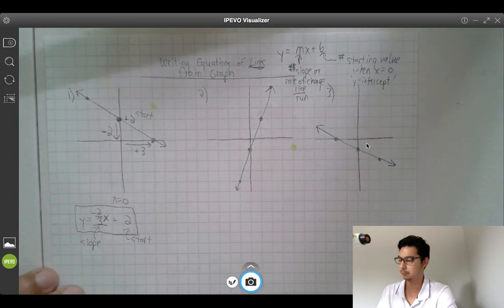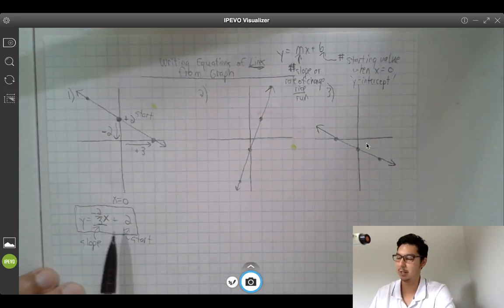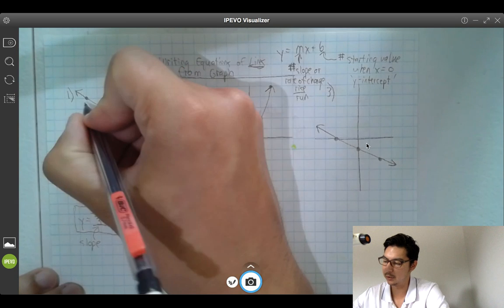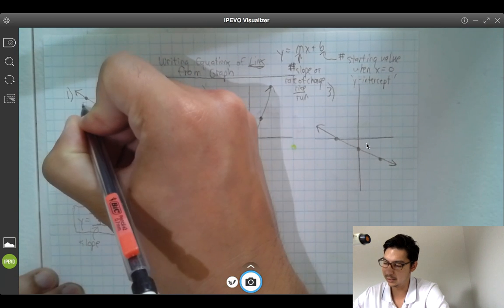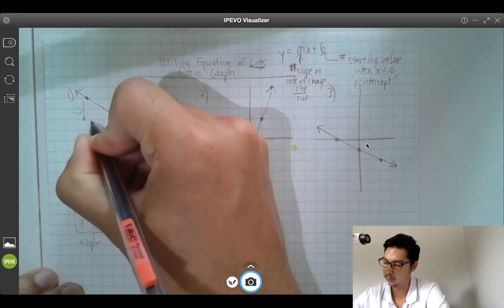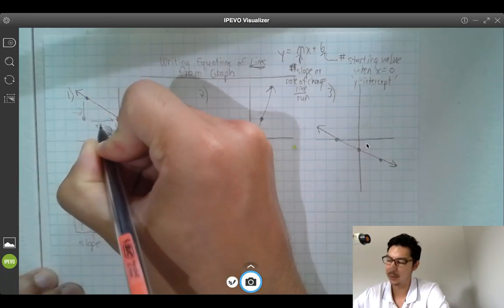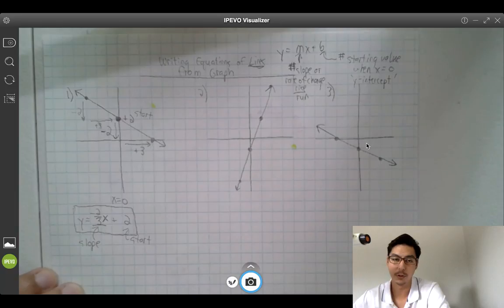And notice we could have gotten that if we picked these 2 points over here, from here to here, because it's a line, it's all the same. It's still down 2, right 3. It doesn't matter which points you pick, just pick 2 points.